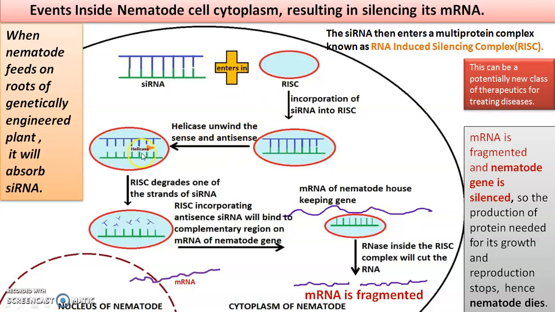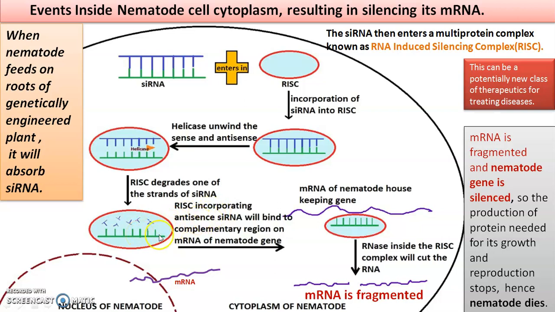See how it is cutting the bonds. So it is called unwinding. The two strands unwind. Next, what will happen? This RISC will degrade one of the strands. So the sense strand will be degraded. You can see here it is getting disintegrated, degraded. So that will be excluded, and RISC will now only be with antisense RNA.